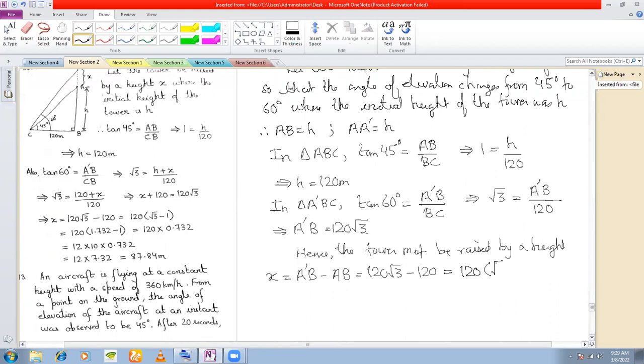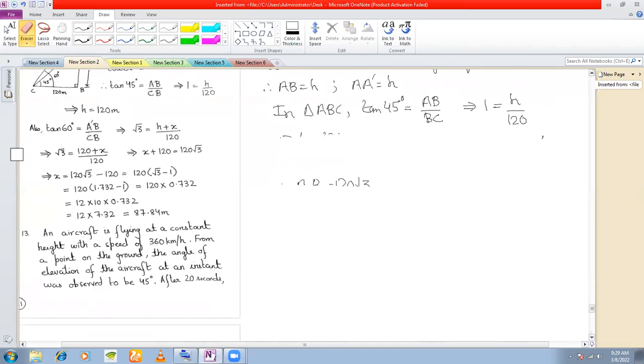You take 120 common, you get root 3 minus 1. So you get 120 into 1.732 minus 1, so 120 into 0.732. If you multiply this, you get 87.84 meters, and that should be your answer. So the tower must be raised by a height of 87.84 meters so that the angle of elevation changes from 45 degrees to 60 degrees. And that should be your answer, and let's conclude this problem.